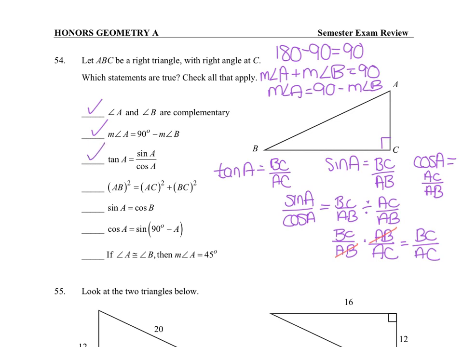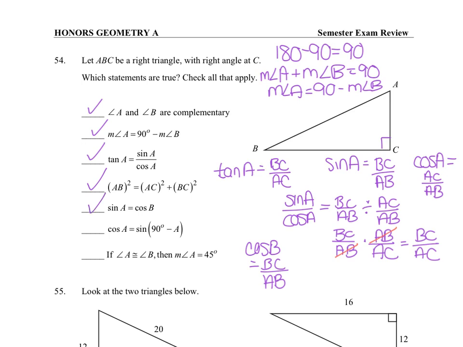The fourth one is AB squared equals AC squared plus BC squared. This is just Pythagorean's theorem, so that is true. Next one is sine of A equals cosine of B. Well, we already found sine of A, which is BC over AB. So let's find cosine of B. Cosine of B is from this angle right here, and it's adjacent over hypotenuse. So it's going to be equal to BC over AB. And we can visually see that sine of A is equal to cosine of B. So this works.